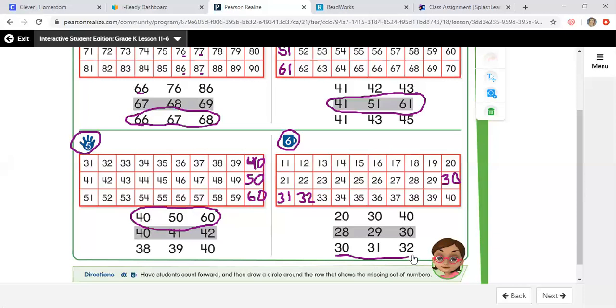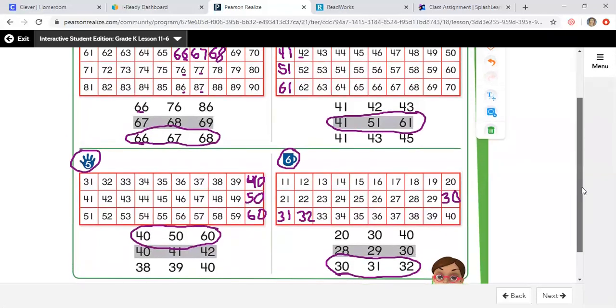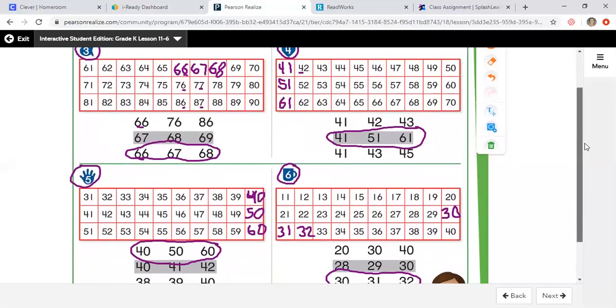So we will circle, and actually you will write these 3 numbers right here with finger spaces between each number. 30, 31, 32. And great job if you figured that out before I did. All right, pause your screen if you need to write any of this. We did number 3, 4, 5, and 6.